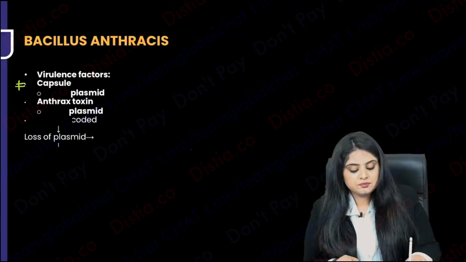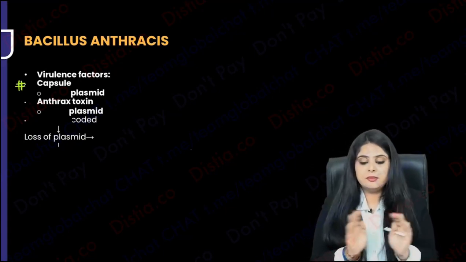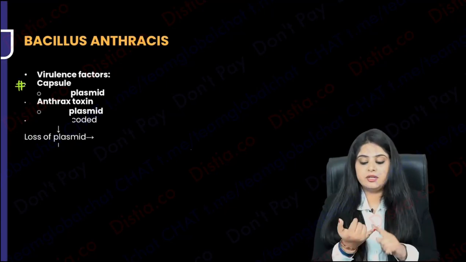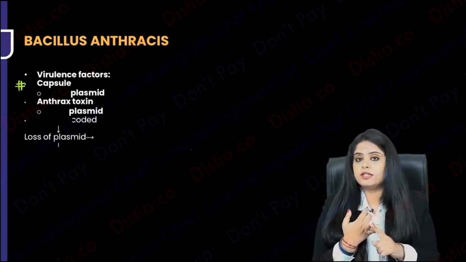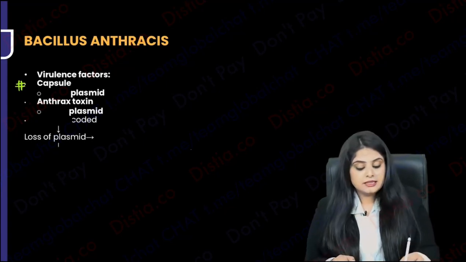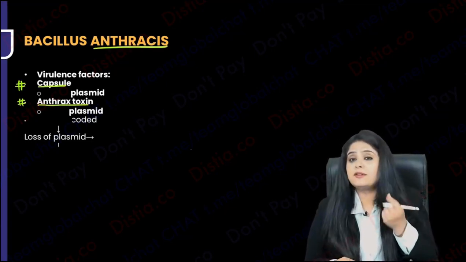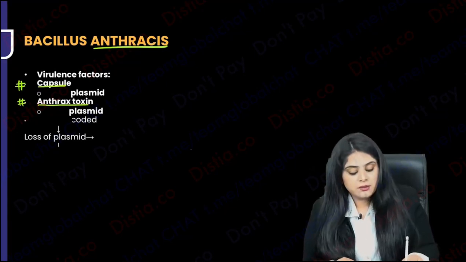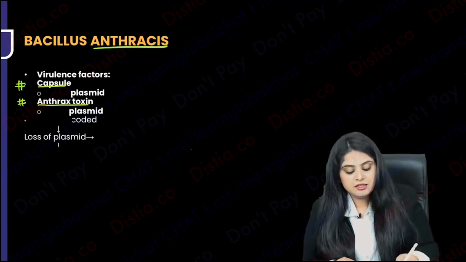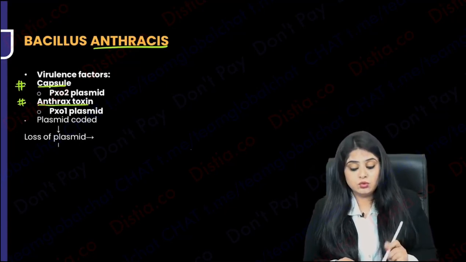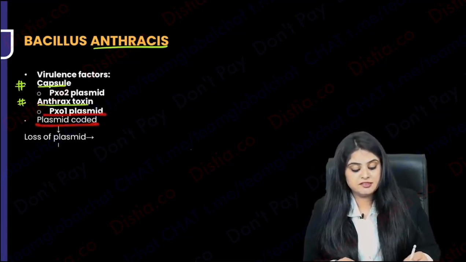As I told you, this is non-hemolytic, it doesn't break the blood, and it has a capsule. This is a capsulated organism, that is one thing. And of course, Bacillus anthracis will have the anthrax toxin. So my first question is, who codes for it? Remember, there is something known as PXO1 and PXO2. What are these? These are types of plasmids.